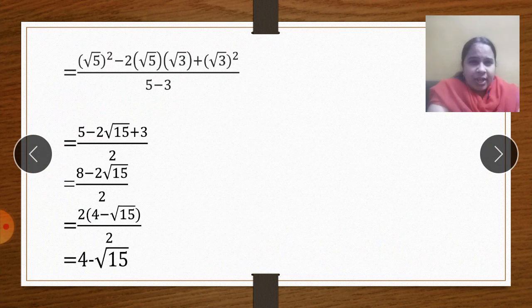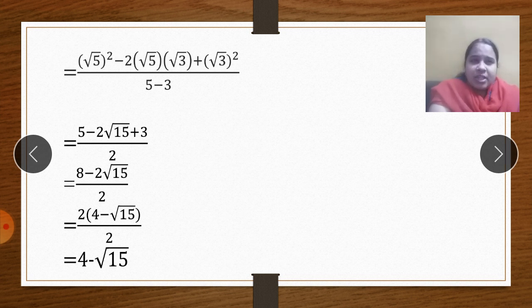See this. This is what I have got in the previous slide. I have written it again. After this, root 5 the whole square is what? 5. Now this, 2 into root 5 into root 3. We have learned multiplication of surds. There I have told you this whole number and this surd cannot be multiplied. Surds can be multiplied only when they are like surds. Now root 3 and root 5 are like surds, both having order 2, so you can multiply them.